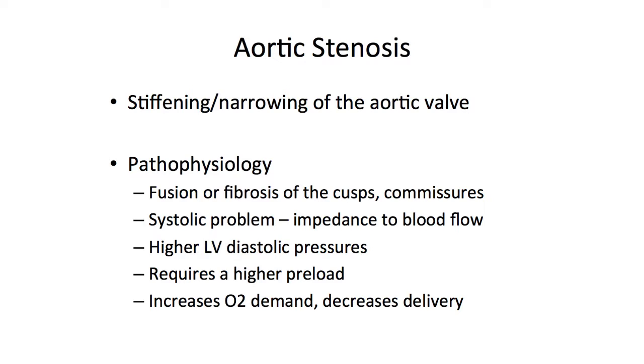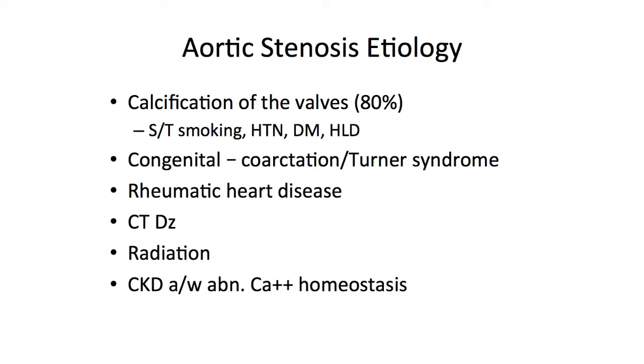You'll see higher left ventricular diastolic pressure because the ventricle's unable to eject the blood out and through the aortic valve. In order to stretch the aortic valve enough, you have to have a higher preload. This increases oxygen demand and decreases delivery. Aortic stenosis has a variety of etiologies.